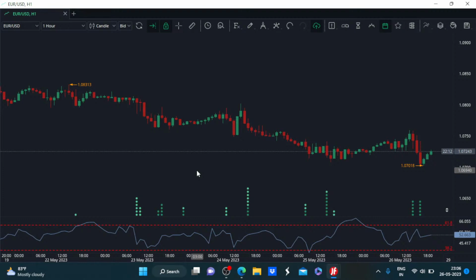Now let us see what we can do in terms of the customization of this indicator.